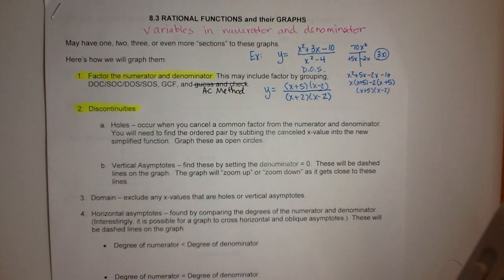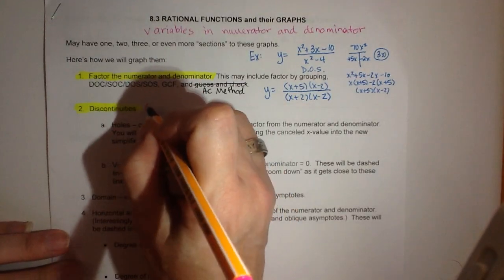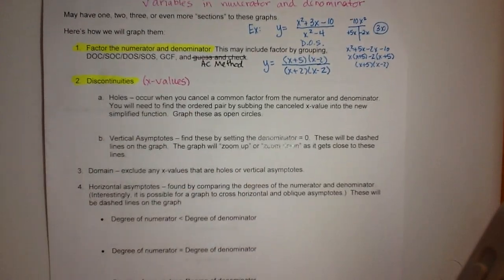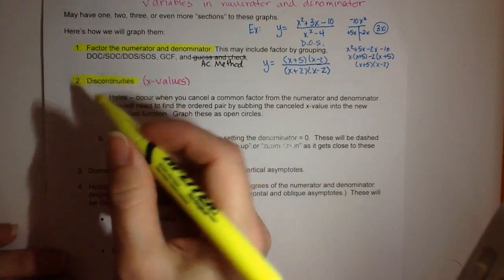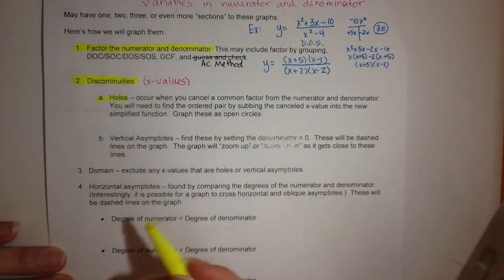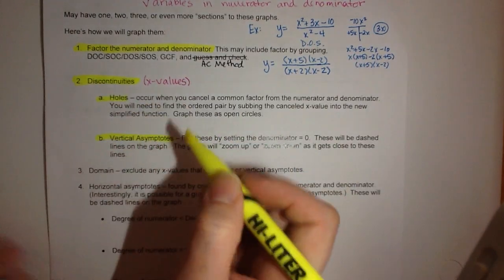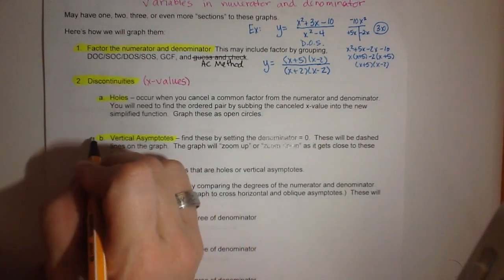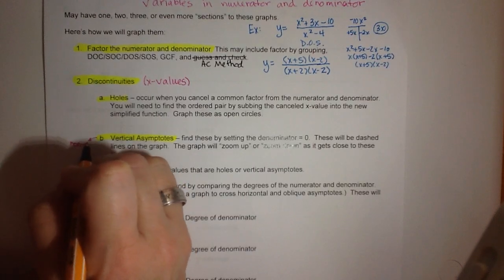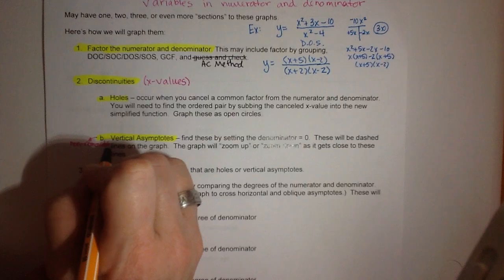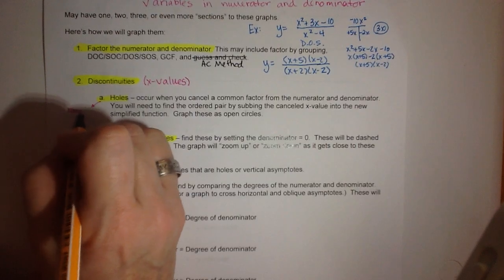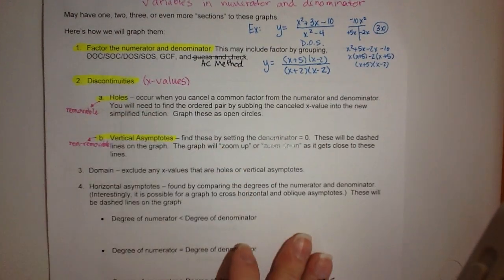discontinuities. Discontinuities are actually x values. So we're going to end up listing x values that are restricted from our domain. There are 2 types of discontinuities. One type is holes. The other type is vertical asymptotes. So a vertical asymptote is what we consider a non-removable discontinuity. It has to stay a part of the graph the whole time. A hole is what we consider a removable discontinuity, and you'll see why it's removable in a moment.